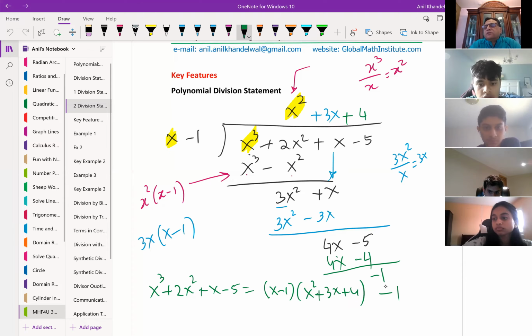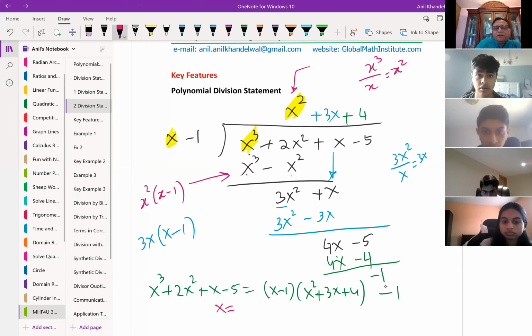Now, when is x minus 1 equal to 0? It is 0 for x equals 1. So basically, if I put x equals 1 here, then what happens? Tell me. If I put x equals 1, in that case, what happened? Then x minus 1 is 0. Do you see that 0? So anything times 0 is 0.